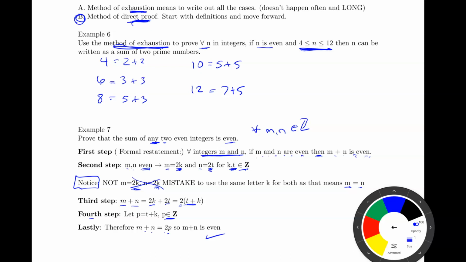This is what we'll be doing a lot of, so let's go over the steps again. Formally restate it so you get some letters in there: m and n, if m and n are even, then m plus n is even. Use the definition, and the note on the side is important. Then start with m plus n, make the substitution, factor out the 2, and rewrite t plus k as P, so that m plus n is equal to 2P, so that's even.